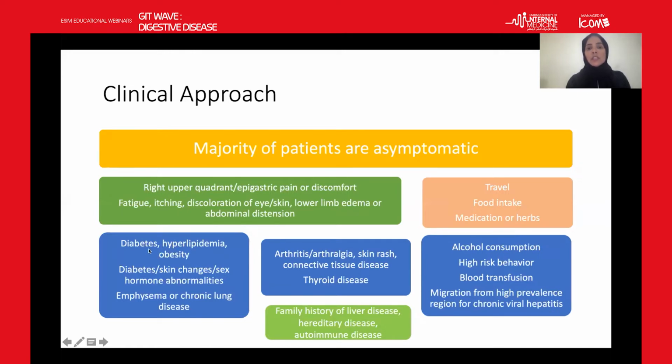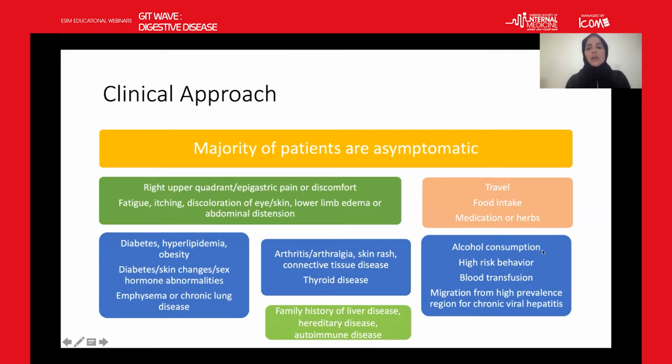And also, if you are thinking about a chronic condition related to, for example, fatty liver disease, you would have to ask about diabetes, hyperlipidemia, obesity, or weight-related issues. If you're thinking about hemochromatosis, you have to ask about diabetes, skin changes, sex hormonal abnormality, emphysema, chronic lung disease, if you are thinking of alpha-1 deficiency or cystic fibrosis that can affect the liver. And if you are thinking about autoimmune hepatitis, you need to ask about arthritis, arthralgia, skin rashes, any connective tissue disease, and also thyroid disease.